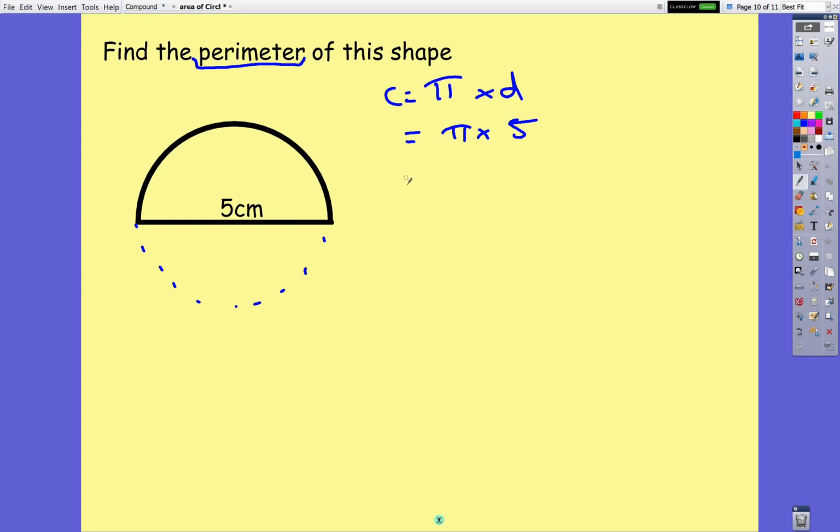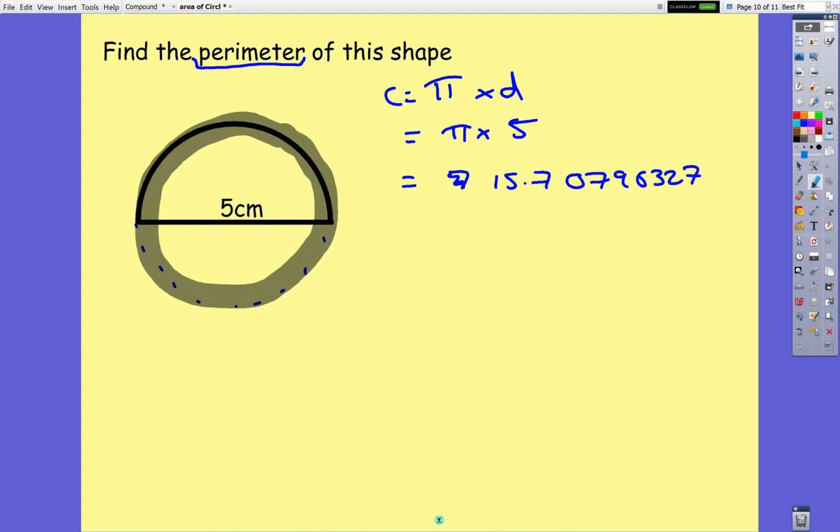Now that will give you 15.70796327. At the moment, that tells me all the way around my shape. Hopefully you're thinking, well, you don't need all the way around it, you only need up to there. If you split it here, it's perfectly in half because that's the diameter. So we do 15.70796327 divided by 2.